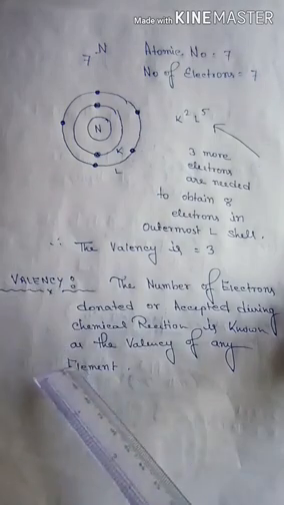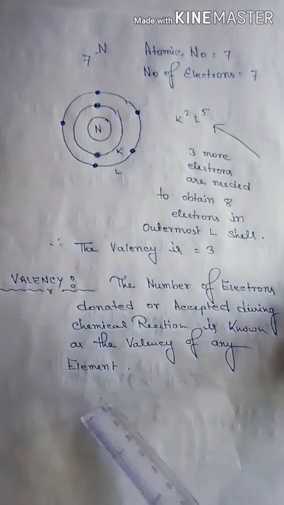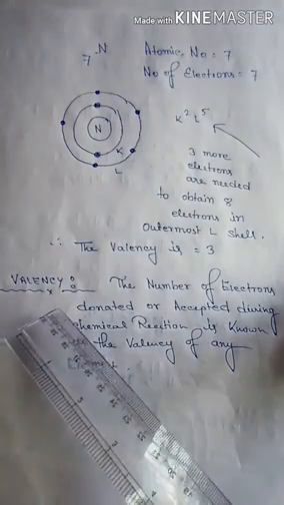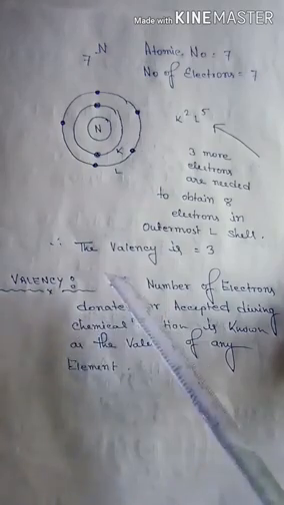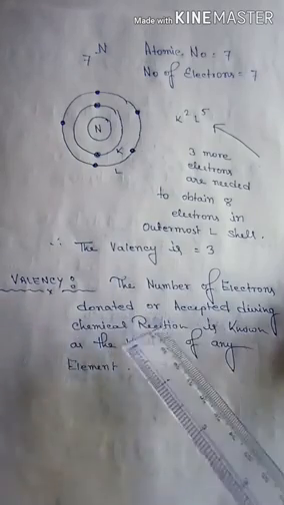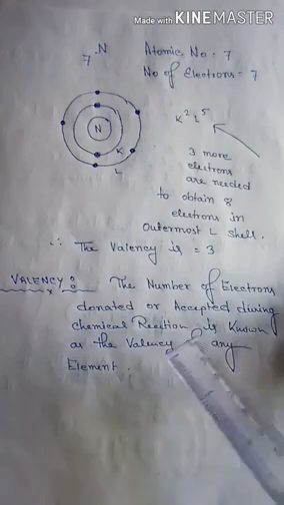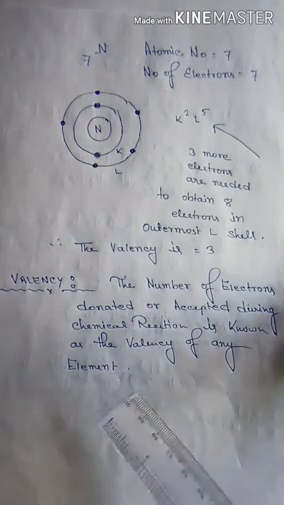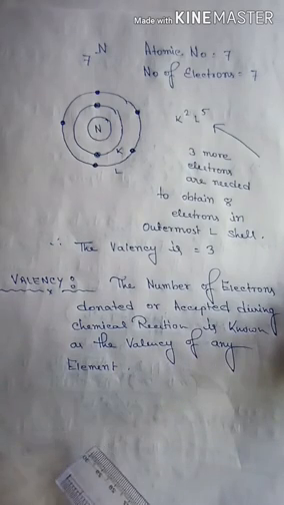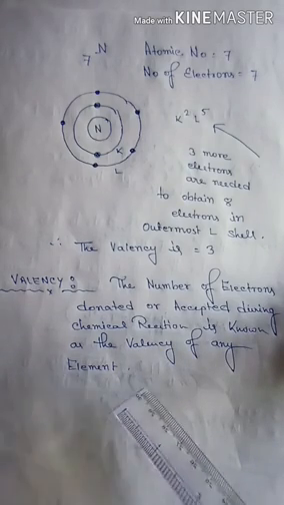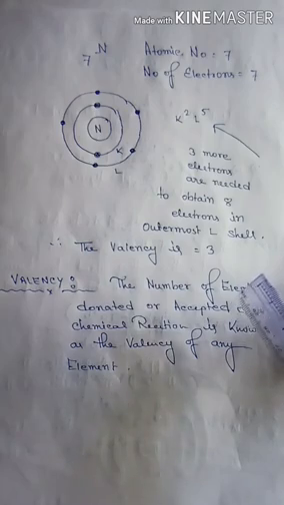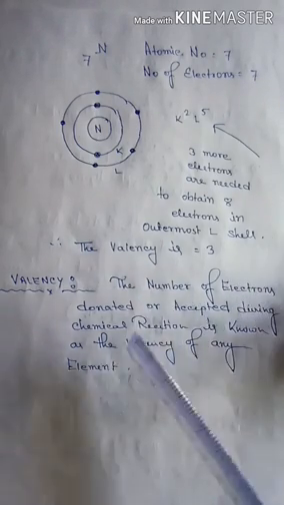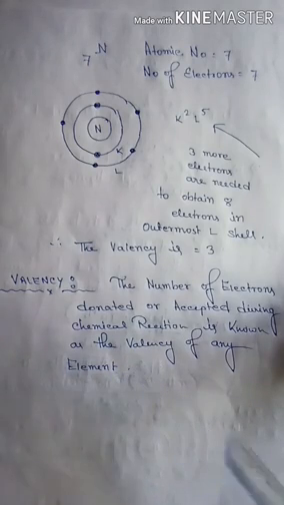Now you can say the exact definition of valency. So the exact definition of valency is, for any element, the number of electrons donated or accepted during a chemical reaction is known as the valency of any element or any particular element. For example, you can give the atomic structure or electronic structure of sodium, nitrogen, oxygen, everything, right?